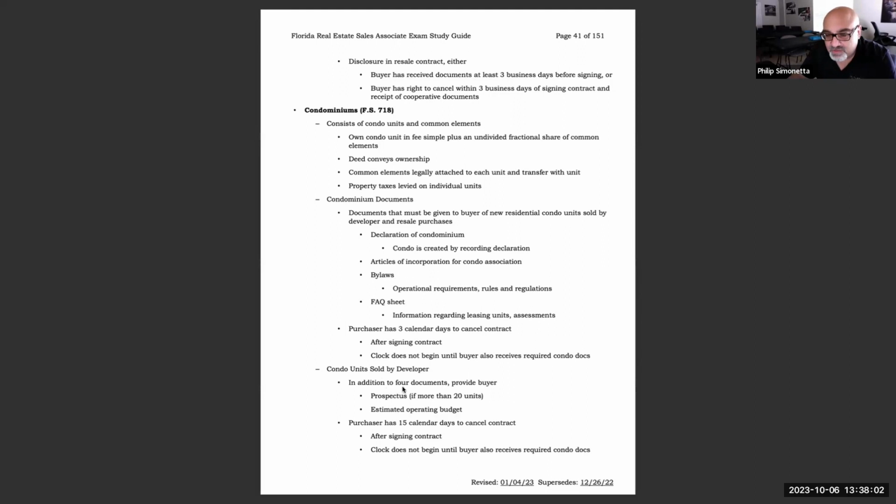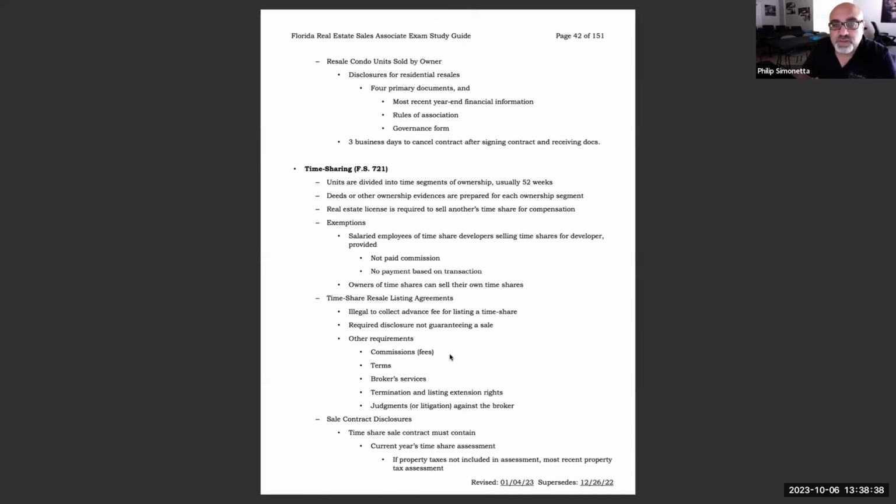In addition to the 4 documents we just talked about, if it's more than 20 units, they have to give a prospectus. They also have to give an estimated operating budget, because they don't know what the budget is until they start operating. And the purchaser has 15 calendar days to cancel after signing the contract, and the clock doesn't begin until they receive all the condo docs and sign off on that. So remember, 3 days resale, 15 days developer.